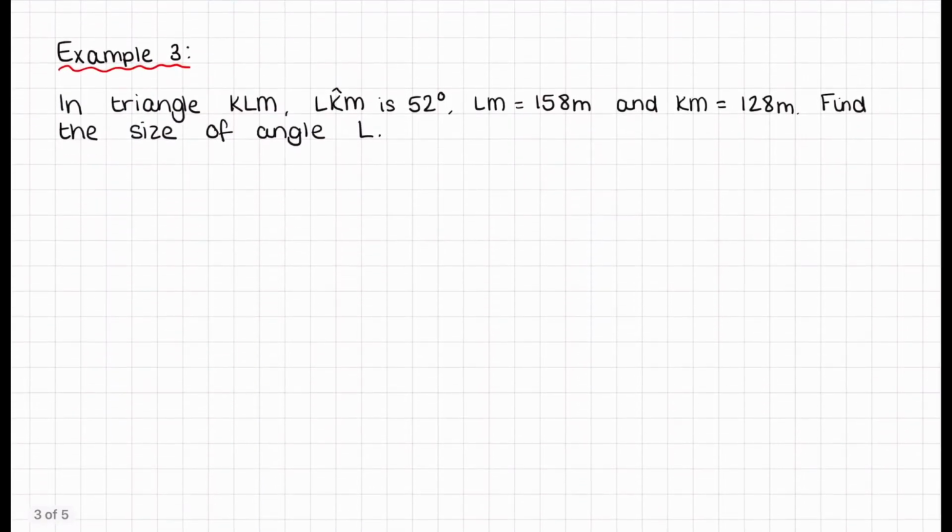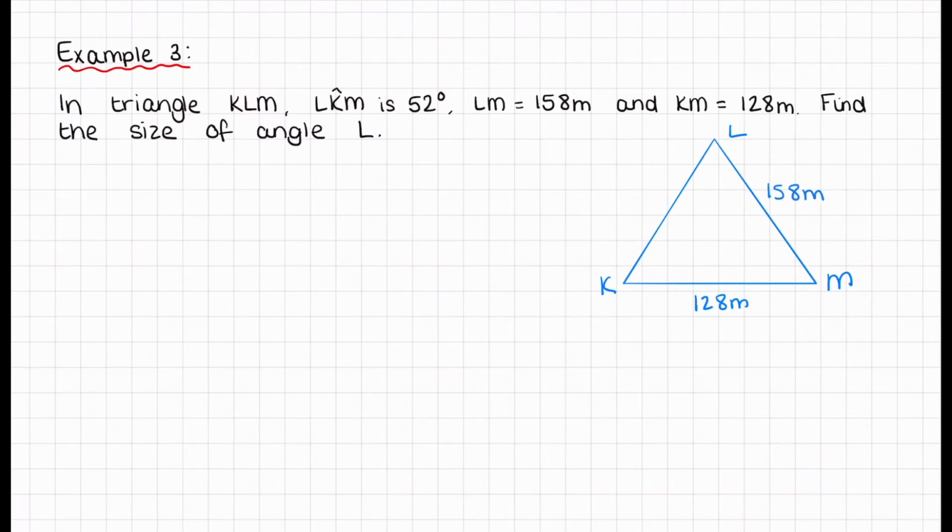All right, example 3. In triangle KLM, angle LKM measures 52 degrees, LM is 158 meters, KM is 128 meters. Find the size of the angle. So once again, let's draw a triangle and label it. So KLM. Now we know K to M is 128 meters and L to M is 158. And LKM, which is angle K, is 52. Now once again, we only have one angle and two sides, which means there will be an ambiguous case for this triangle as well. So we want to find the size of angle L.